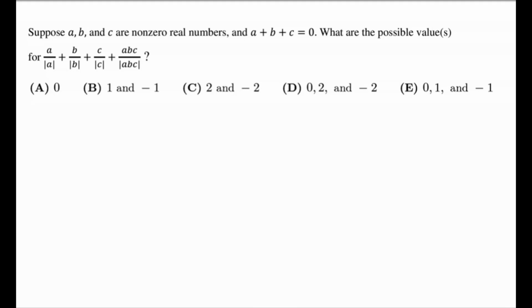Suppose A, B and C are non-zero real numbers, and A + B + C is equal to 0. What are the possible values for A/|A| + B/|B| + C/|C| + ABC/|ABC|?